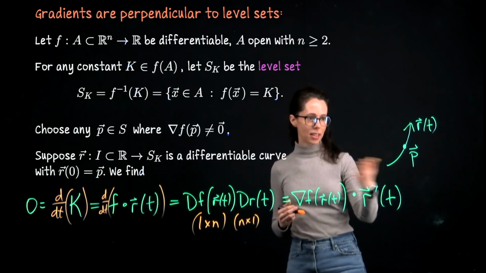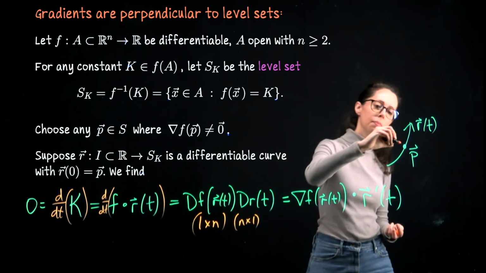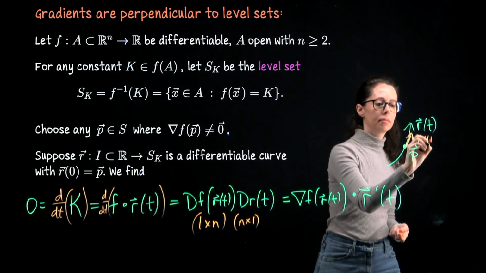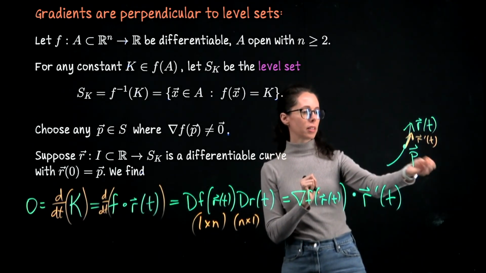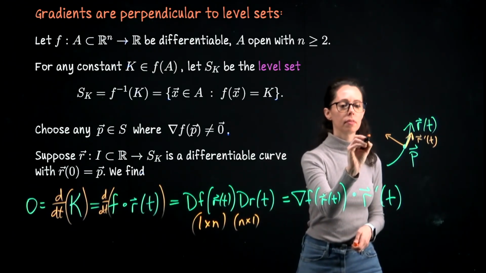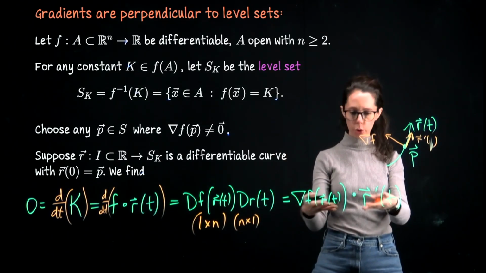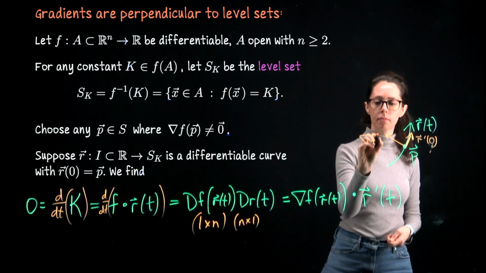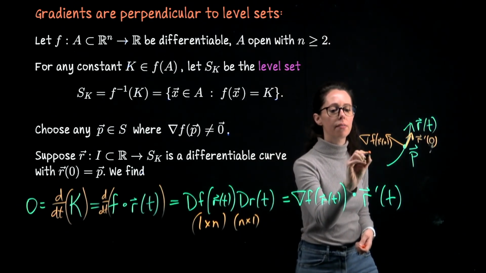If I try to picture that here, let me see if I can squeeze in r prime, but r prime is the tangent velocity vector. So that's like this. And then the gradient is either pointing this way or this way. Let me point it this way for the picture. Here, I'm imagining that I'm at the moment where t equals 0, but this is true along the curve. R of 0 is p, so this is really the gradient of f at p.